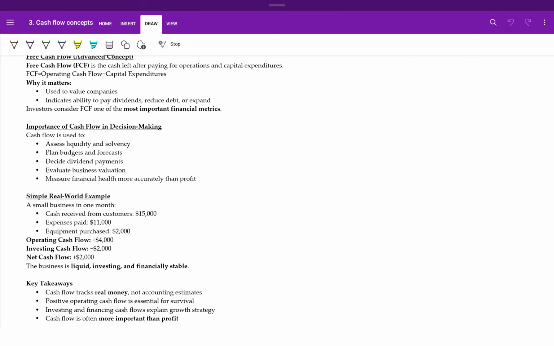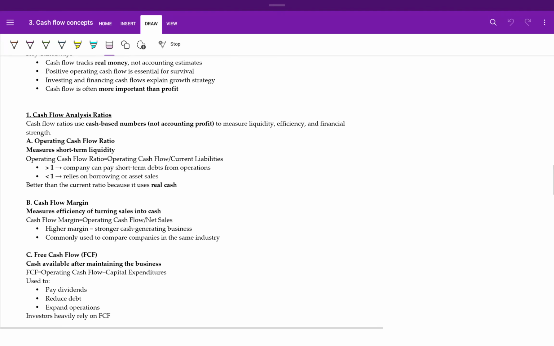So now we are going to start with cash flow analysis ratios. Previously we have discussed free cash flow, and now we are going to start with cash flow analysis ratios. Cash flow ratios use cash-based numbers, not accounting profits, to measure a firm's liquidity, efficiency, and financial strength. Unlike profit-based ratios, these ratios focus on real cash, which makes them more reliable for assessing a company's ability to survive and meet obligations.